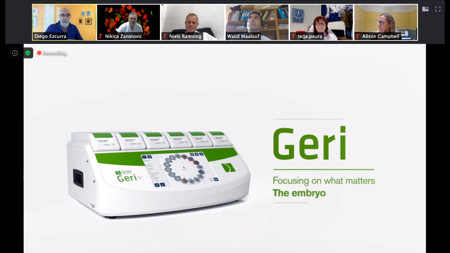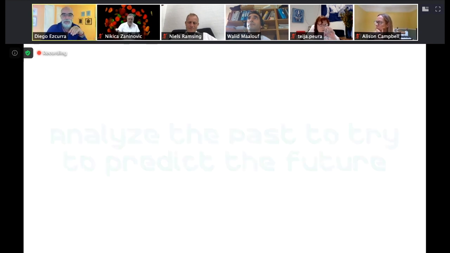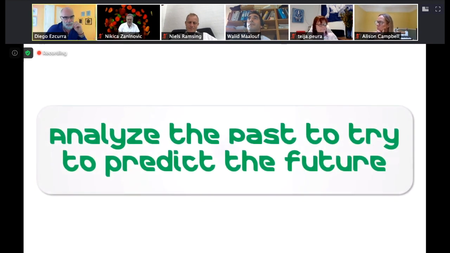Now, still some people are discussing these machines. I'm telling you, if these machines cost the same amount of money as a regular incubator, every incubator around the world is going to be like this. So I always said, you know what, to predict the future, you need to analyze the past, okay? And then you may try to do this.